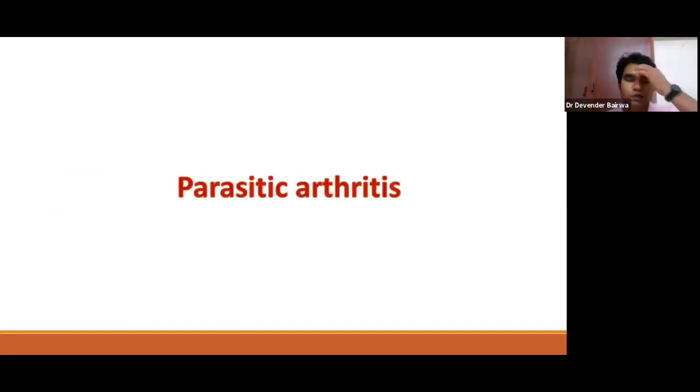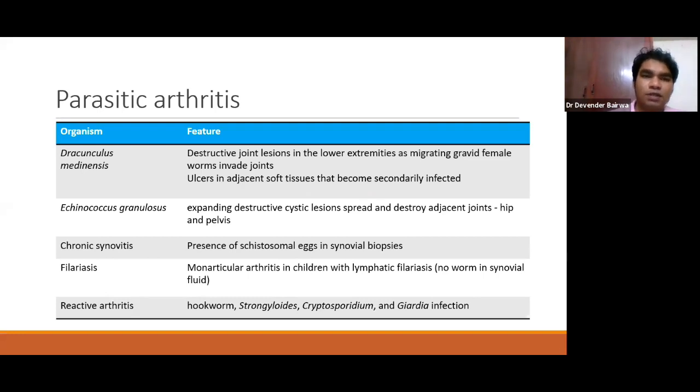So coming to parasitic arthritis, as such, parasitic arthritis is very, very uncommon, except in the setting of severe immunosuppression like HIV or some endemic regions. These are some common parasites which have been seen in arthritis. Dracunculus medinensis has been seen to show destructive joint lesions in the lower extremities, because the females migrate toward that area and invade joints. There can be formation of ulcers in adjacent soft tissue and secondary infection of those.